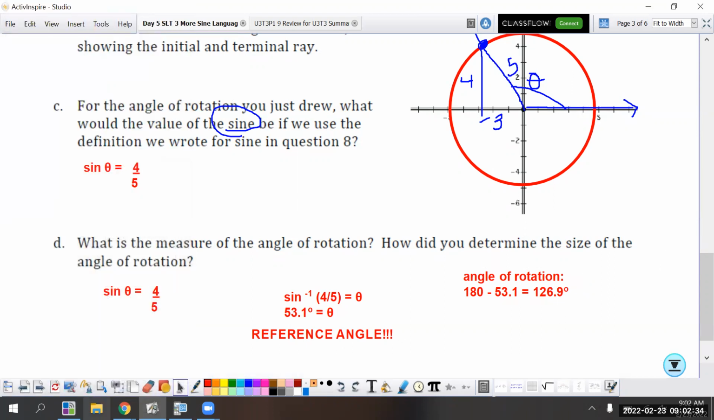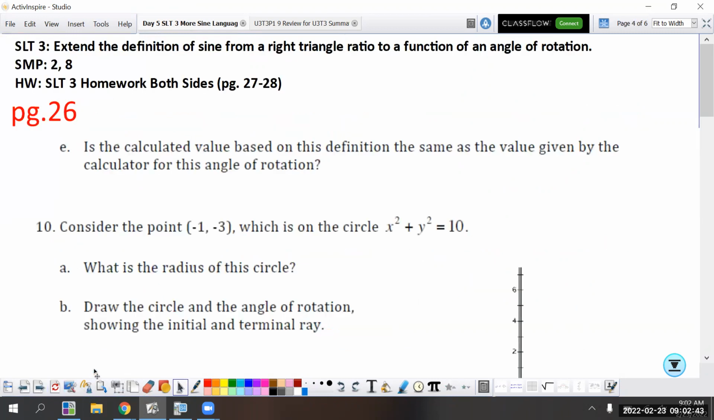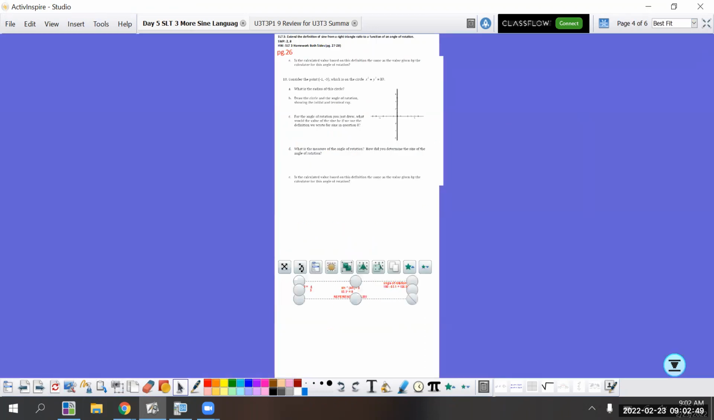All right, so we got one more question on the next page. I'm going to bring this information over. Read part E on page 26 while I go get my little equations.